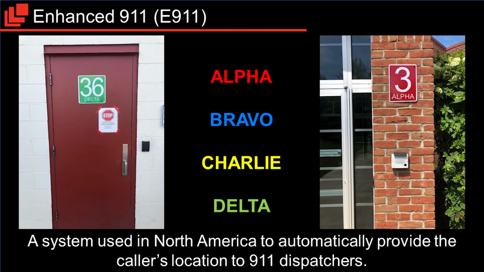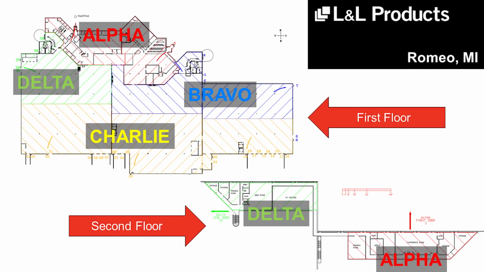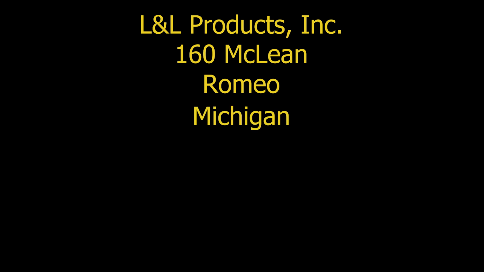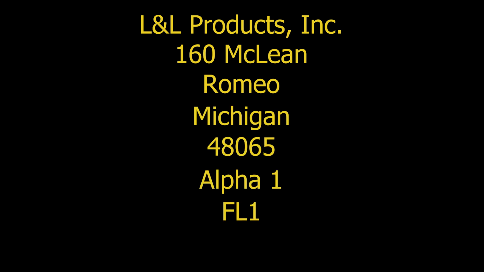Enhanced 911, or E911, is a system used in North America to automatically provide the caller's location to 911 dispatchers. 911 is the universal emergency telephone number in the region. When the system is used, it will show dispatchers specific information such as business name, street address, city, state, zip code, door number, floor number, and department.